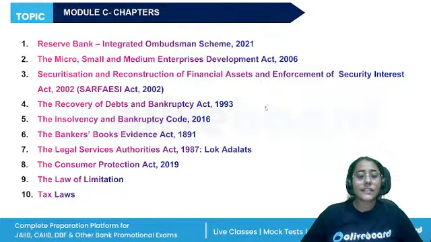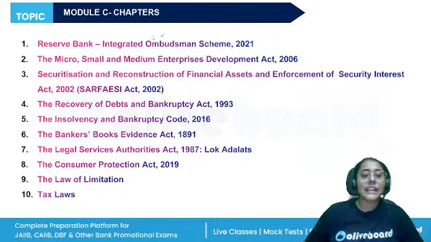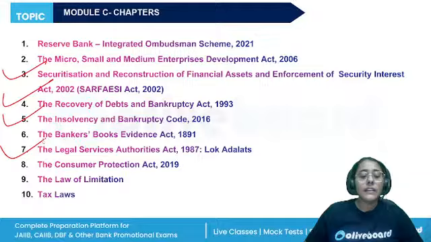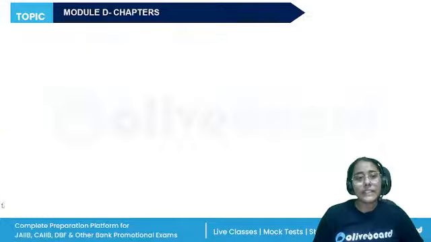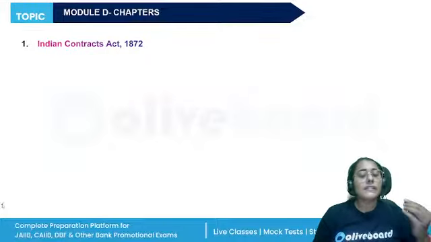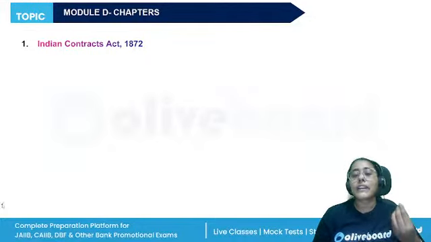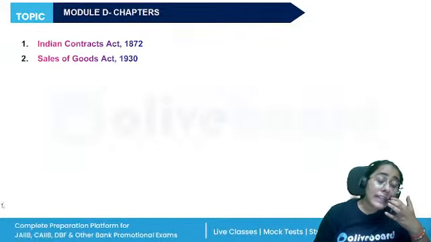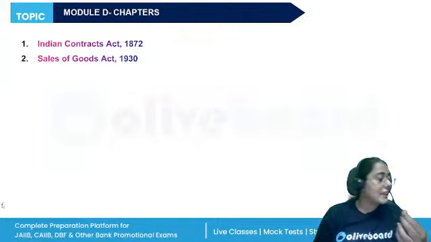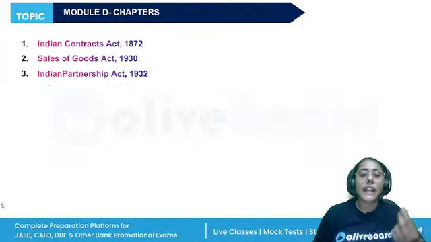Out of these, maximum questions come from the SURFACE Act, IBC, RDB, and the Legal Services Authorities Act. Right? Weightage of the Bankers Books Evidence Act or tax laws is the least. Then Module D has the commercial laws. You'll be studying about the Indian Contracts Act, the different types of contracts, guarantee, bailment, pledge, right? Then Sales of Goods Act, what are the rights of the unpaid seller, duties of the buyer and the seller.